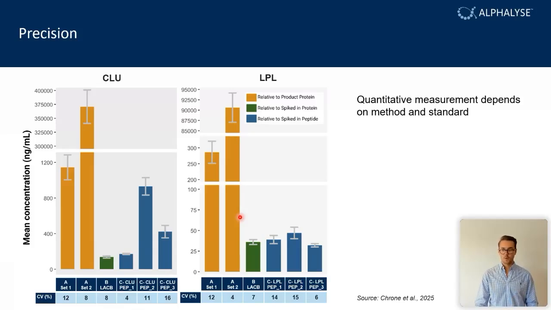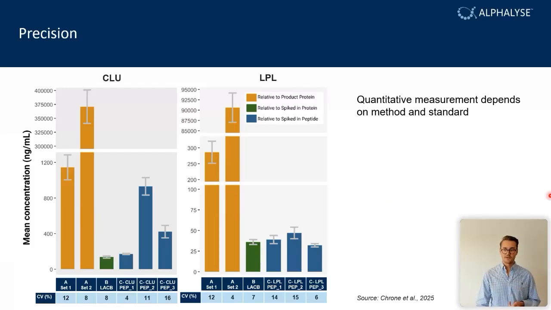We overall see quite different quantitative results depending on the method, but also the standard used. As you can see here, depending on the peptide set used for method A, we get different results. And also depending on the cell peptide used, we get different results. Same thing is reflected for both target host cell proteins.